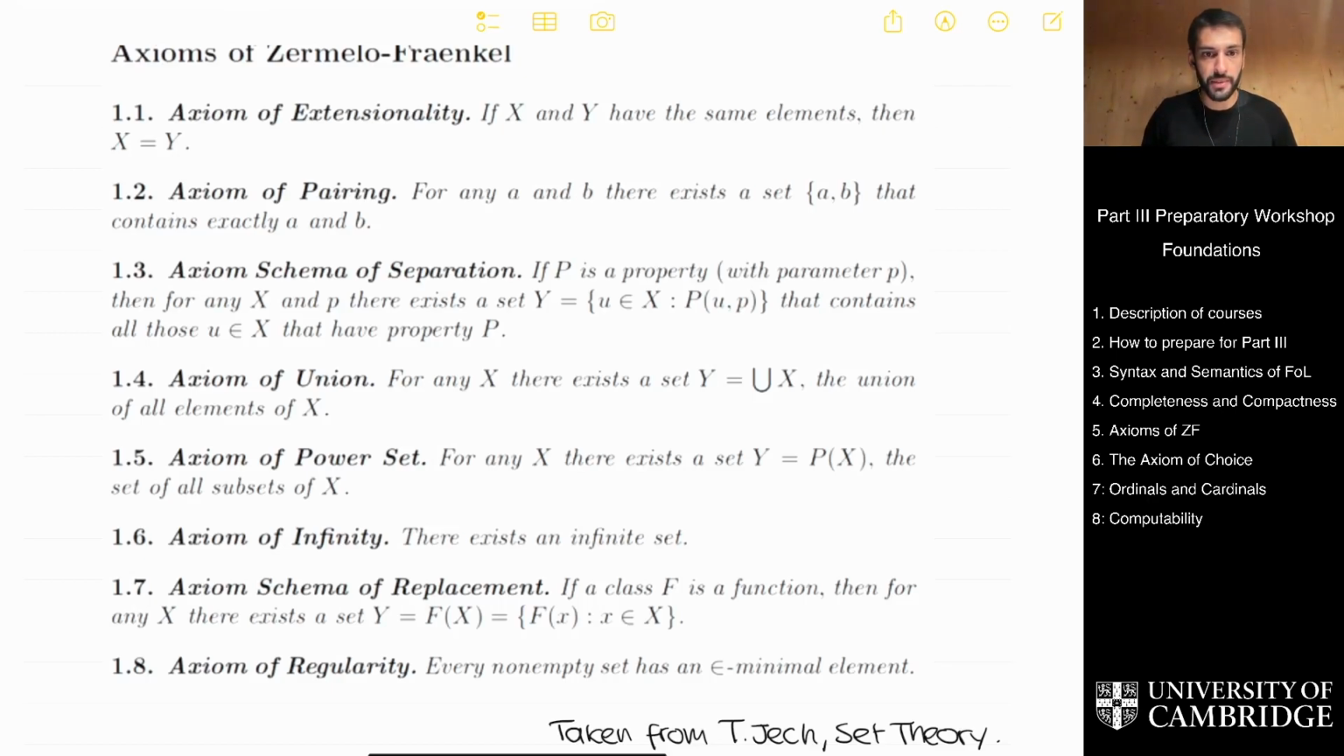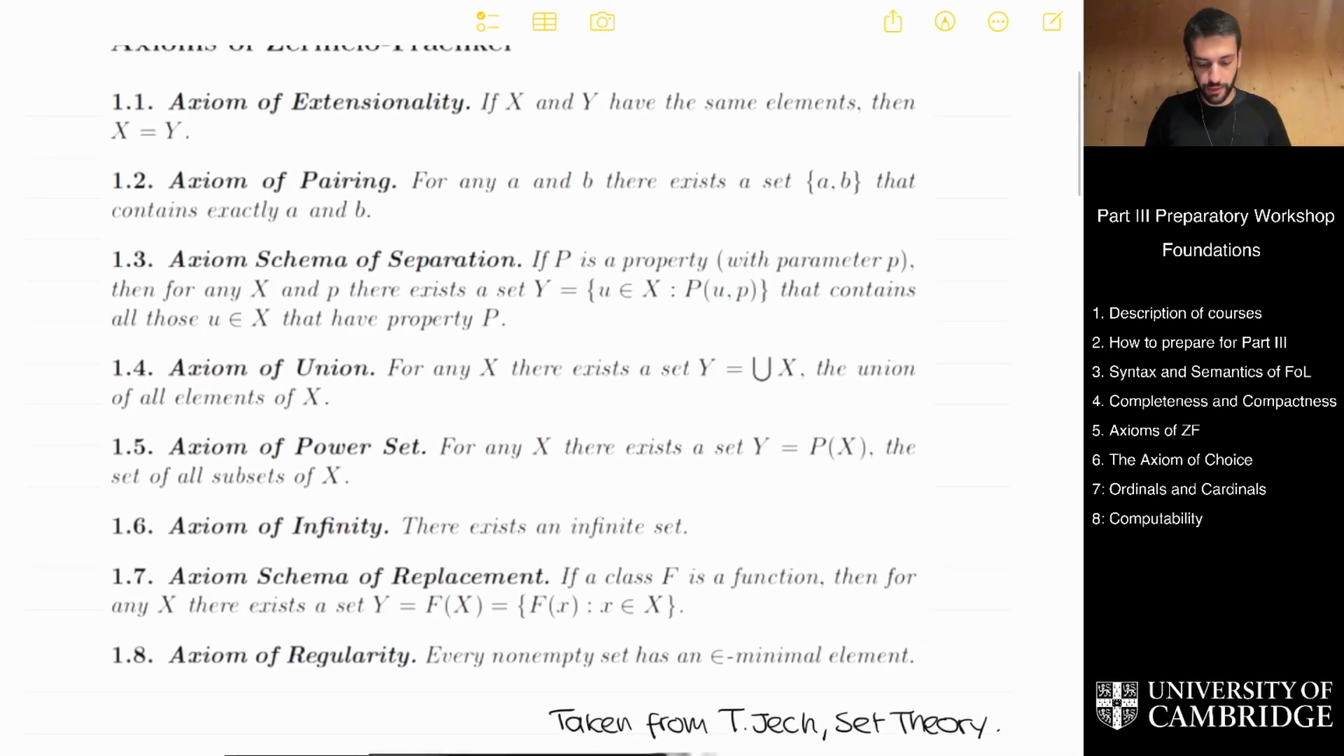Thirdly, the axiom schema of separation. It's a scheme because there's an axiom for each property P, with parameters. So if P is a property, defined with parameters, then for any set X and for any choice of parameters, there exists a set Y that contains precisely all those elements of X that have the property P.